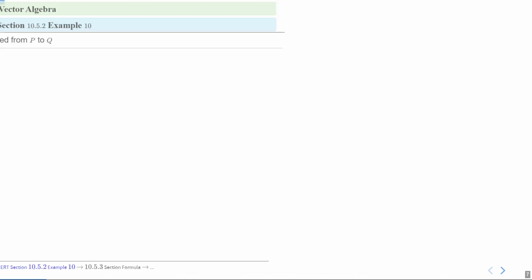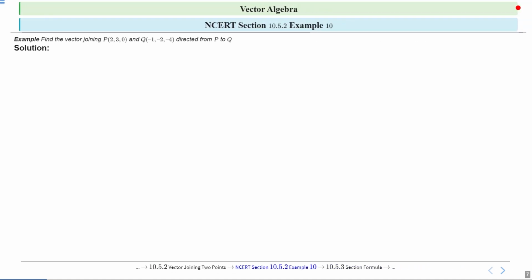So let's see how we can solve this. We have to find the vector joining point P (2, 3, 0) and point Q (minus 1, minus 2, minus 4) directed from P to Q. Identify coordinates. x1 is equal to 2, y1 is equal to 3, z1 is equal to 0, and x2 is equal to minus 1, y2 is equal to minus 2, and z2 is equal to minus 4.